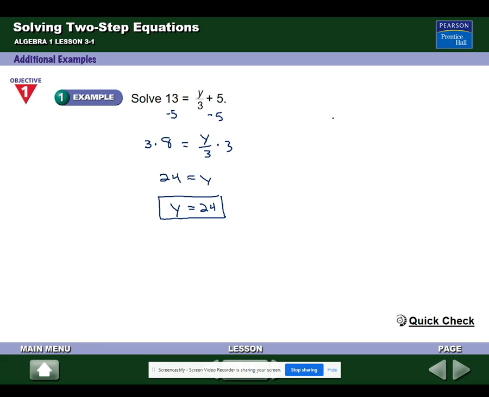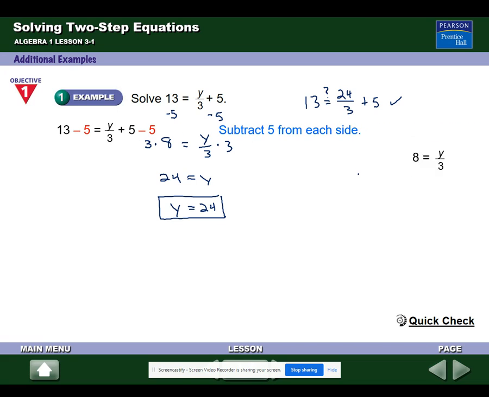24 thirds. Here, I mentioned you could show a check. Let's just write one down. I don't really require this, but you're welcome to do it. You can do it mentally, or you can do what I'm doing here. I like to put an equal sign, and if I do write it down, I like to put a question mark over the equal sign, like I'm wondering if this is true. 24 thirds is 8, plus 5 is 13. It checks.